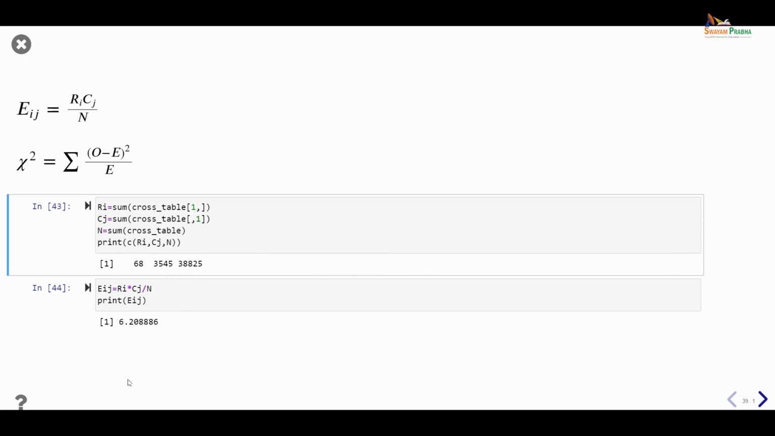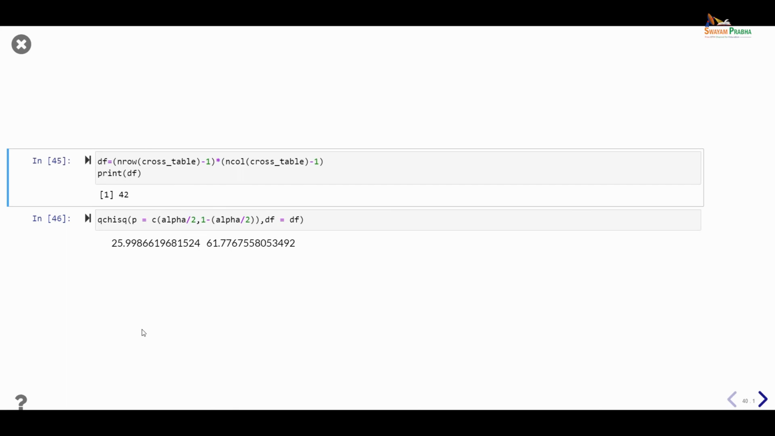So your Eij, for the very first element, which is the combination of CNG and bus in the cross table, is given by Ri into Cj by n, which turns out to be 6.208. This is the first expected value. The observed value is the frequency that you see in the cross table. So you subtract the two, square the difference, divide by the expected value, and sum it across all rows and all columns to arrive at the chi-square. This is how the chi-square is calculated. What I've shown you here is just one of the expected values, as to how it's computed.